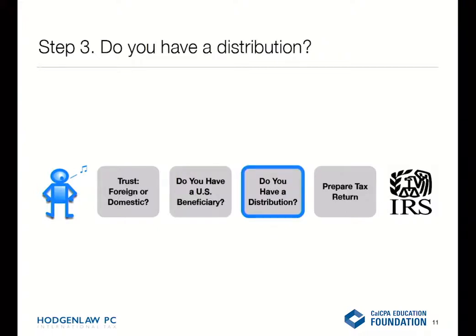Next, do you have a distribution? And again, this goes back to what I mentioned earlier, with perhaps there's a loan between the trust and another party, but because it doesn't meet certain requirements, that loan is actually characterized as a distribution. So you need to know these rules so that you can report the distributions properly.